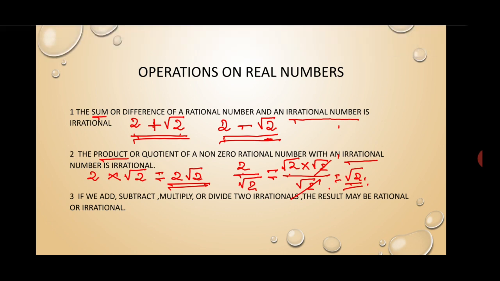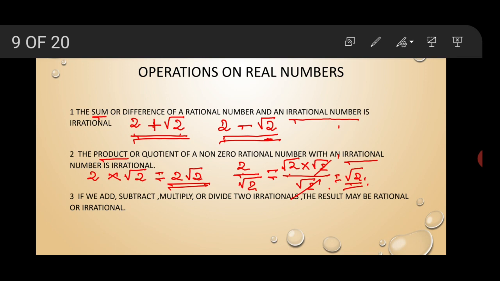Now let us see the third rule. What is this? If we add, subtract, multiply or divide two irrational numbers, then the result may be rational or irrational. It may be rational or it may be irrational, right? Now let us see one by one.